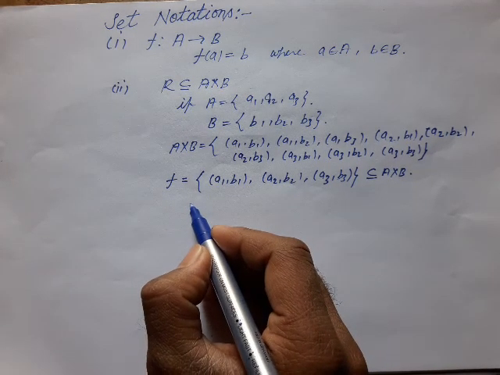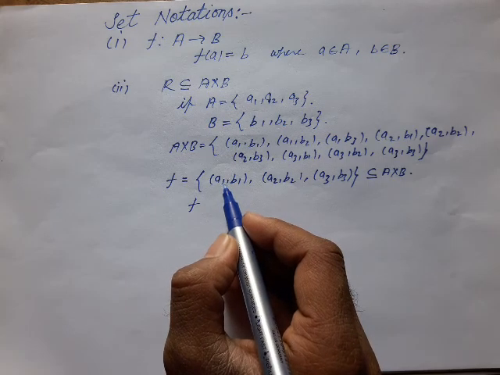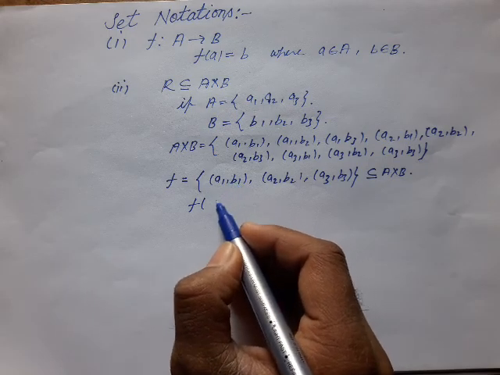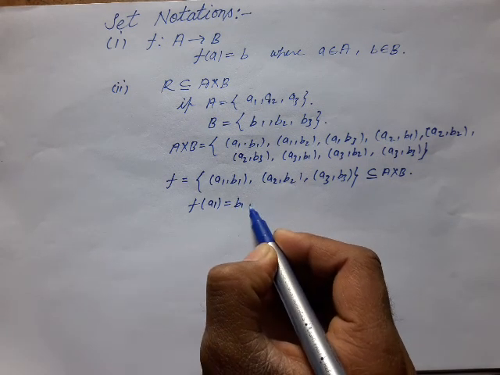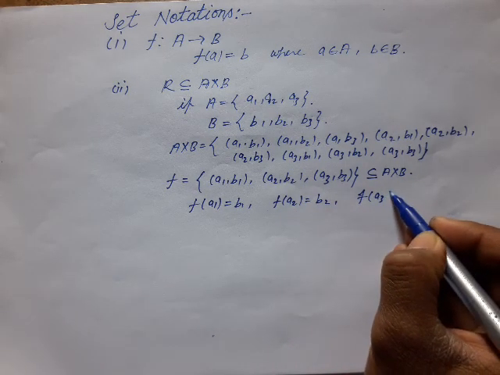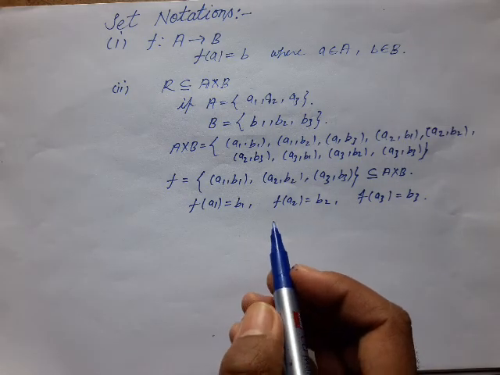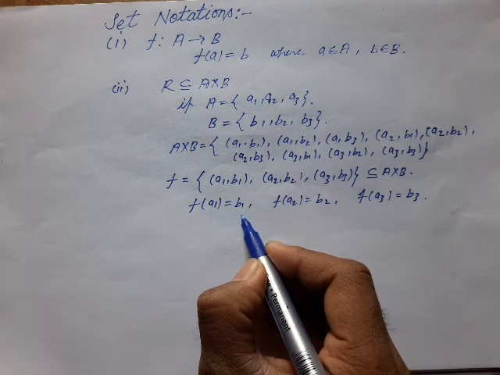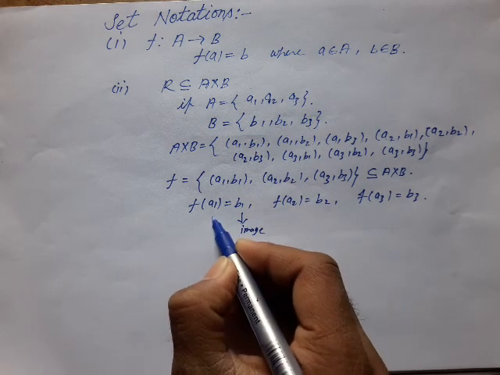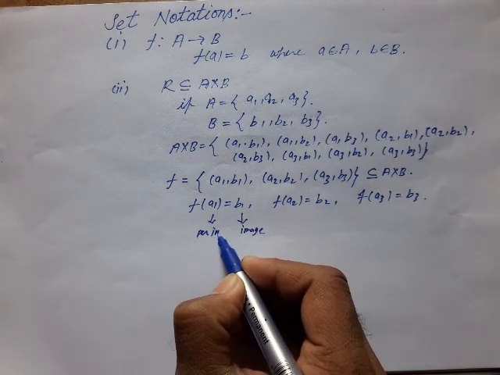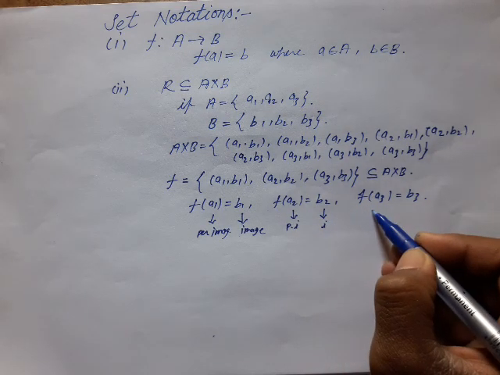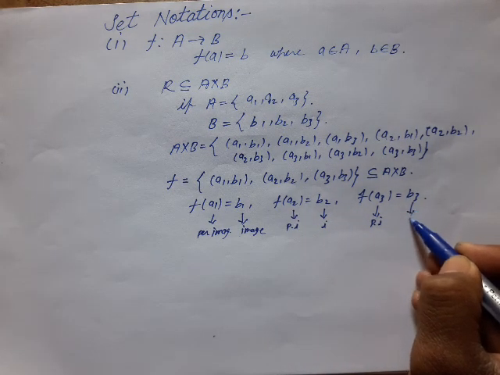So what does it mean? As you can see, the first element of this mapping is an ordered pair. So the first ordered pair means f(a1) equals b1, f(a2) equals b2, f(a3) equals b3. So here this element is called the image and this element is called the pre-image. Similarly, these are the pre-images and this is the image, this is the pre-image and this is the image.